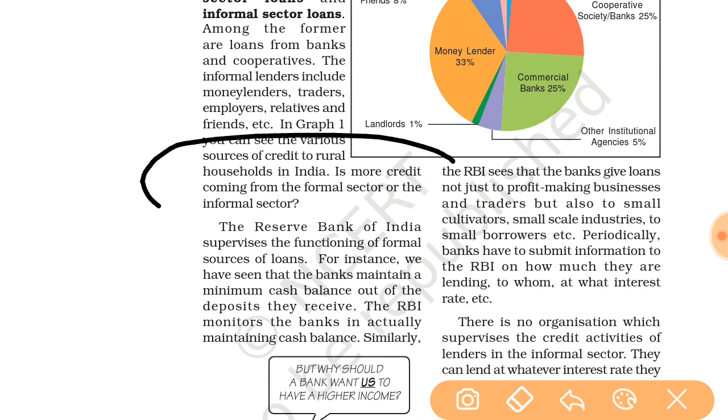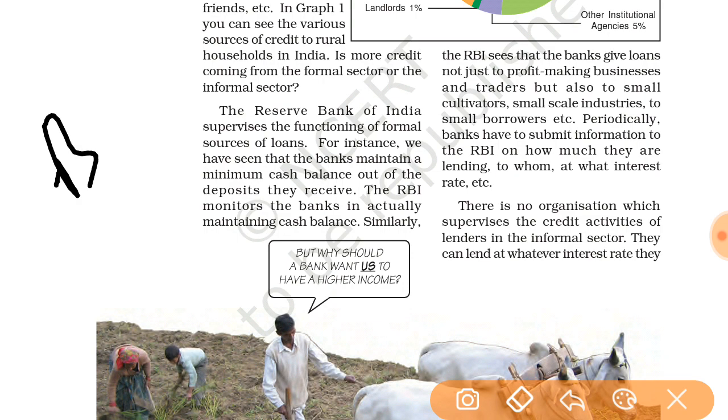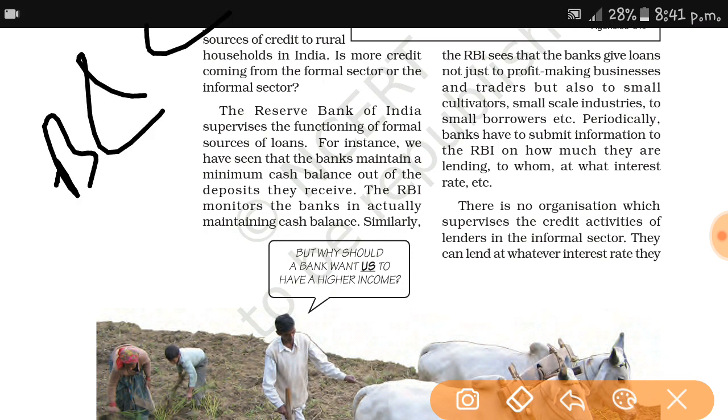The question is very important: is more credit coming from the formal sector or the informal sector? In India there are 2 types of sources for credit, but the question is from which source more credit is coming, and from where it is easy to give or easy to take credit. So see, the formal sector we already got. Formal sector is banks and cooperatives.